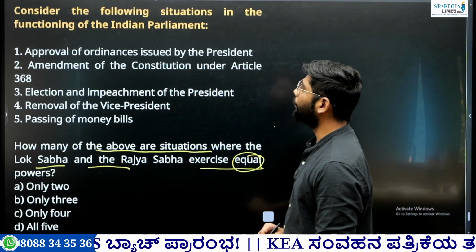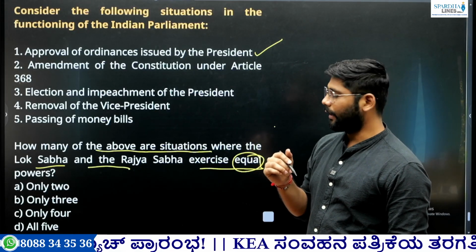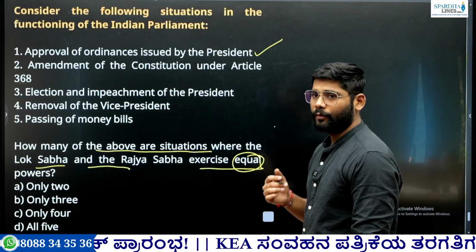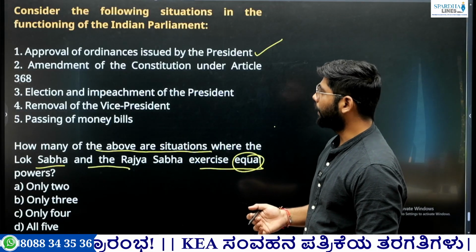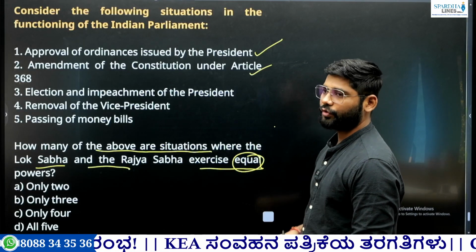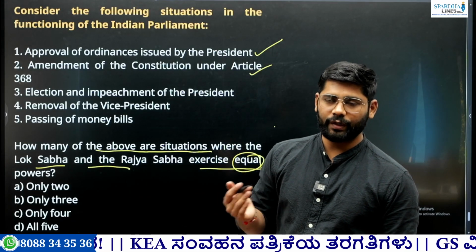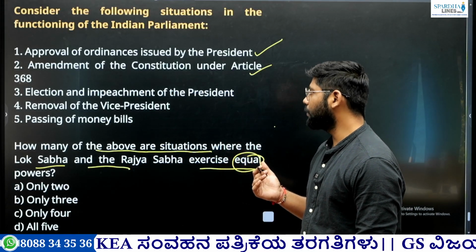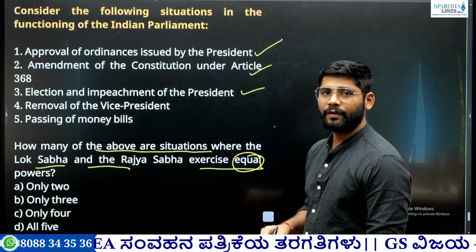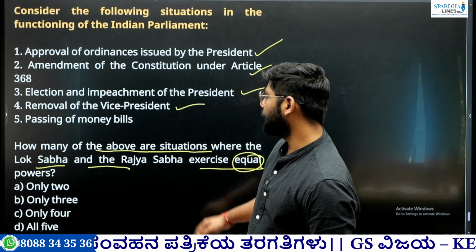So equal power. Approval of ordinances of the President, yes, they have equal power. The ordinance must need approval of both houses to become a law. So this is correct. Then amendment of the Constitution, yes, the Constitution obliges Parliament to follow the same procedure in both houses, and the bill must be passed separately. So this is correct. Then election and impeachment of the President, yes, both have the same equal power here to impeach the President.